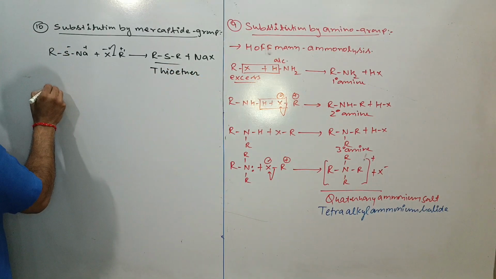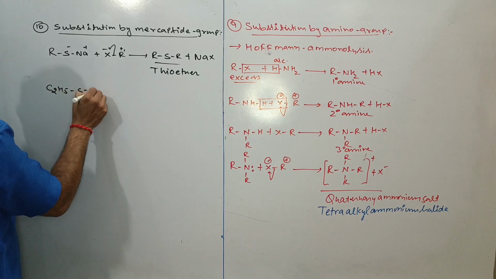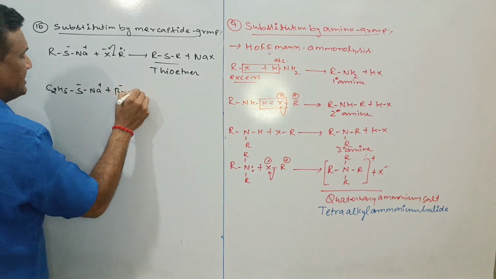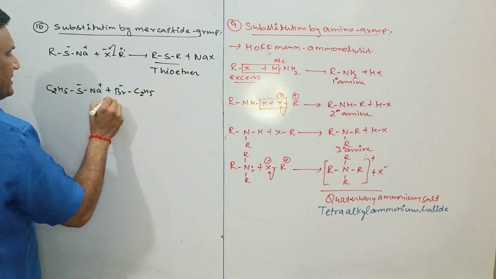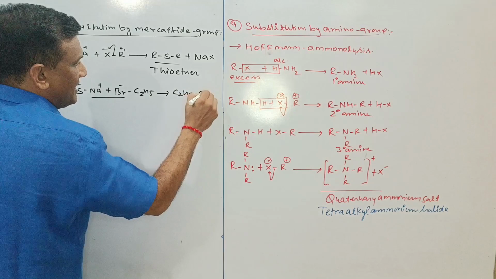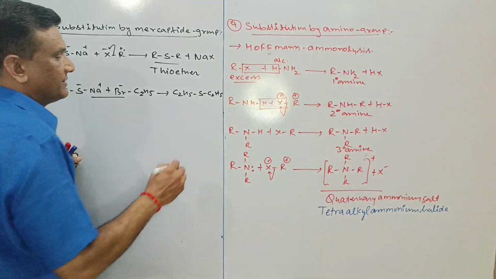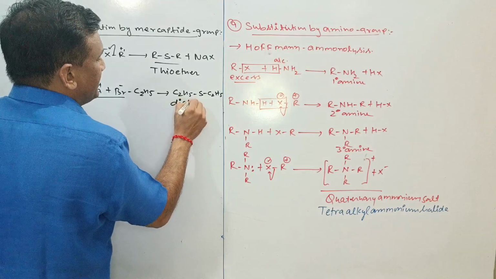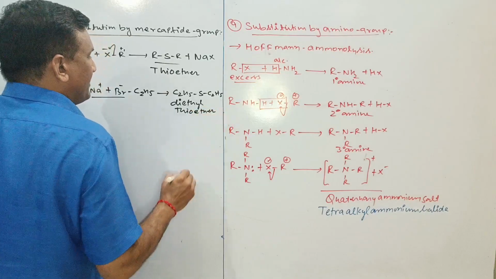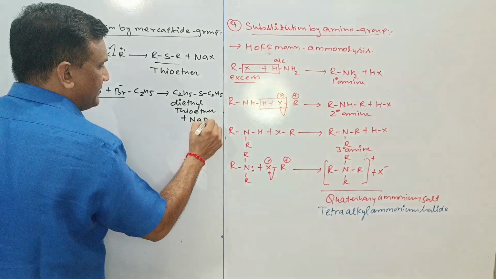If I go with R equals C2H5, this is the S, this is your Na plus and minus, this is your Br minus and C2H5. So by the removal of NaBr, here will be the formation of C2H5SC2H5. You can say diethyl thioether. Now I would like to go with an adduct also, then that will be NaBr.